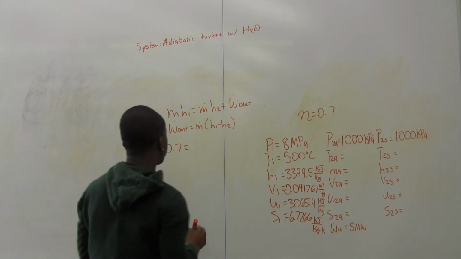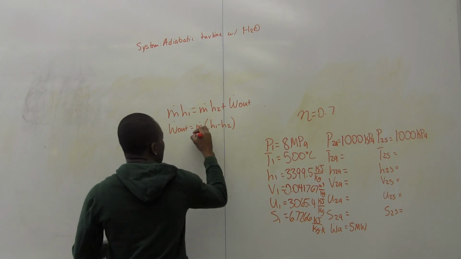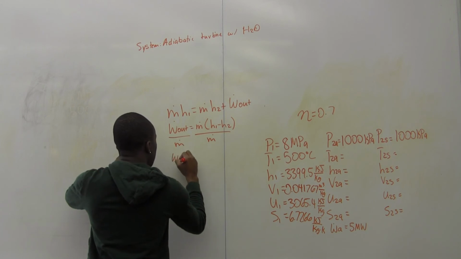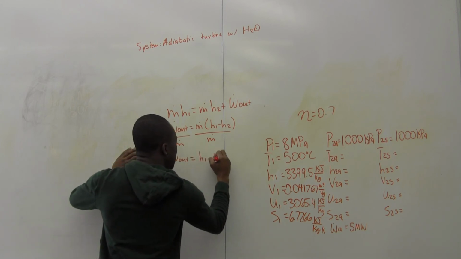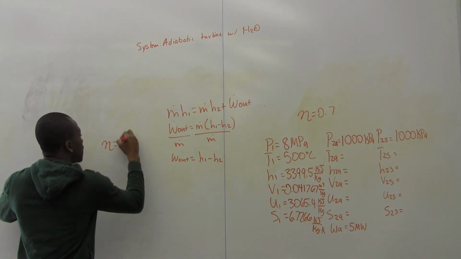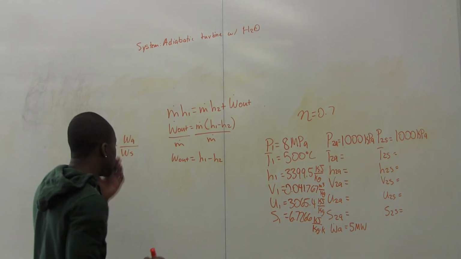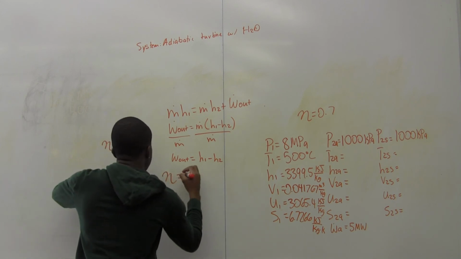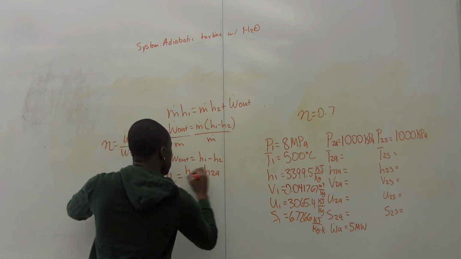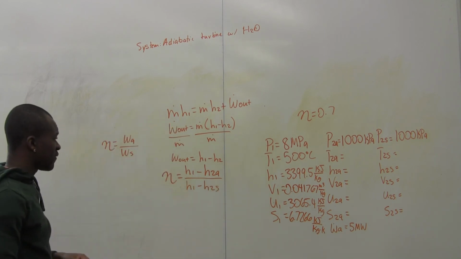Actually, let me divide through by m dot on both sides. That leaves me with work out, which is H1 minus H2. Equally, for a turbine, the isentropic efficiency is equal to H1 minus H2A over H1 minus H2S. It's pretty straightforward.